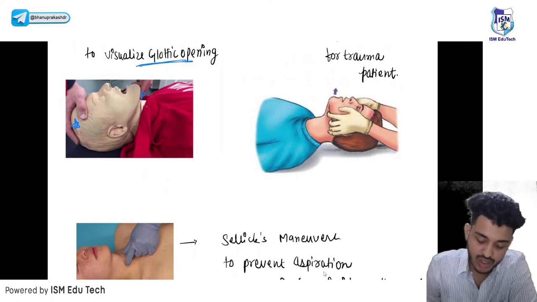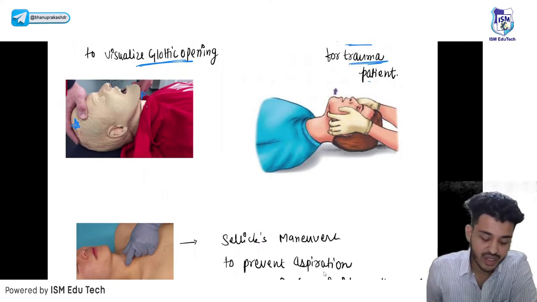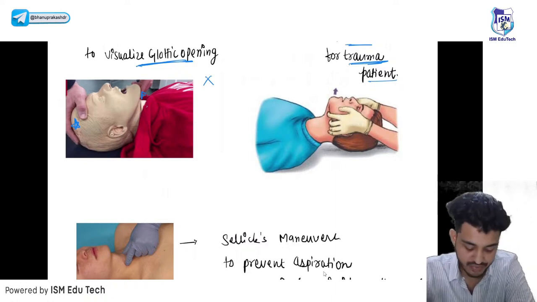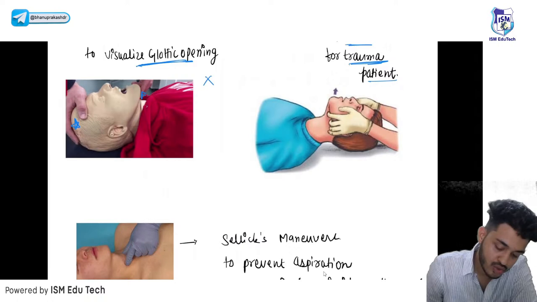Second one is your jaw thrust. Jaw thrust we need to do for the trauma patient. In trauma patients, we cannot do head tilt and chin lift position. We need to do the jaw thrust.